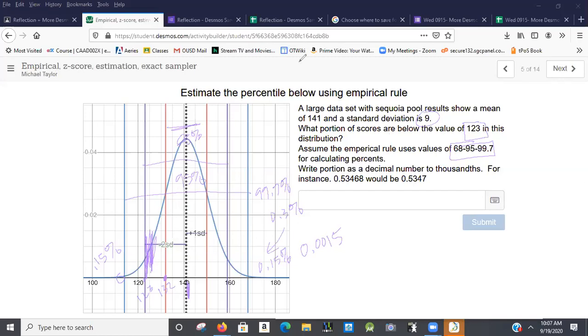Okay, so I'm curious about how much data is below that number. I'm going to change color first. I want to know what's from this point down. Well, we know that 95% is in this middle section, which means we have 5% to split between these sections on the outside of the purple lines. So I got 2.5% on this side and 2.5% on this side outside of this.